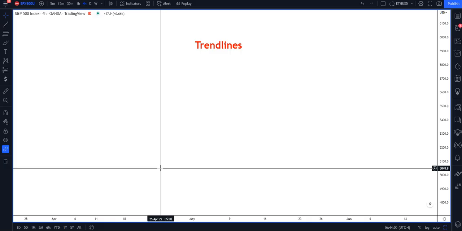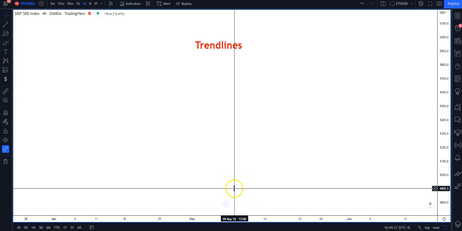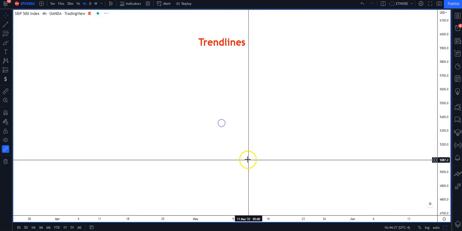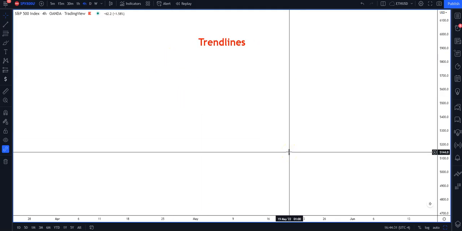You can kind of see it without drawing it, so I think that's why I wasn't going to include a video on trend lines, because over the years I just got so used to seeing trend lines automatically. So excuse me. So trend lines are basically lines that measure out the trend, right?